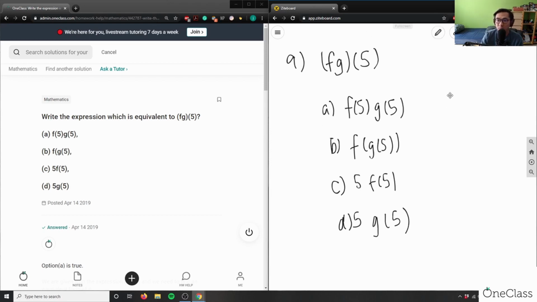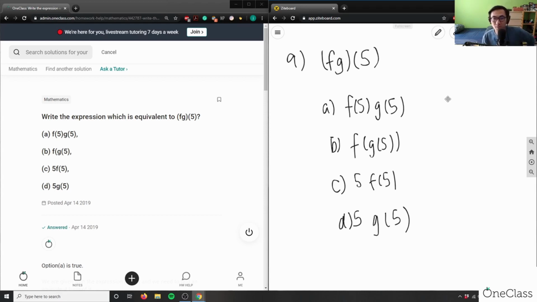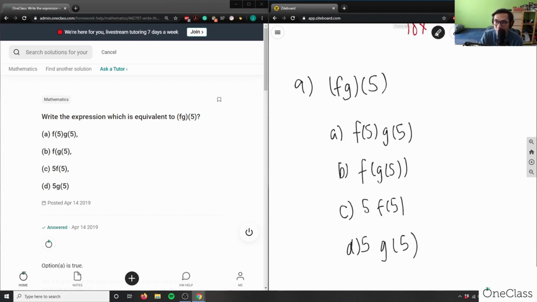So you can think about the solution as this 5 here being kind of distributed, right? You can think of it as my function f of x, so I have to figure out f at 5 first, and then g at 5, times g at 5, right? It's not simply, this 5 has to be evaluated in both functions here. So in this case, A here is correct.